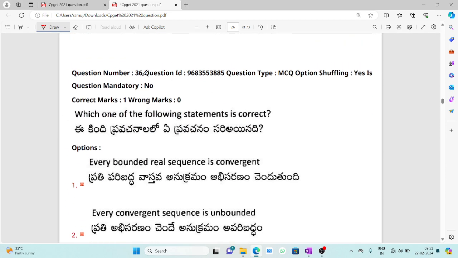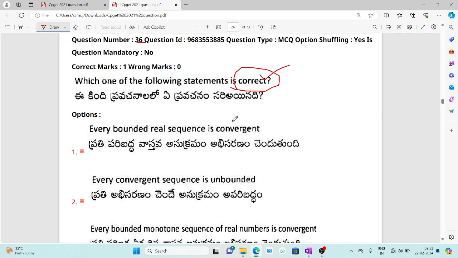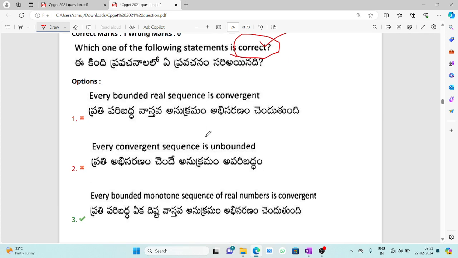Question number 36 is: which one of the following statements is correct? Make sure whether he is asking for the correct statement or the incorrect statement, so try to read the question carefully. Whenever this type of question is asked, you may do it in two ways. One is eliminating, discarding the options, or you can directly identify the correct statement. What I did was take a counterexample for each statement and discard the options.